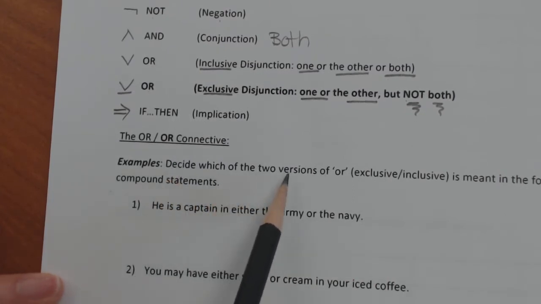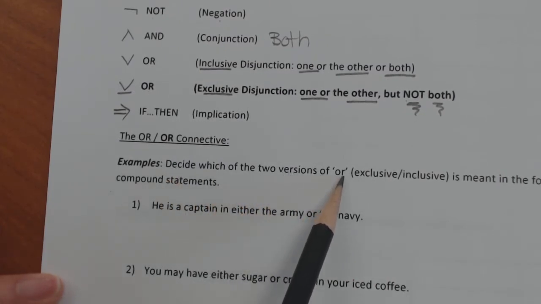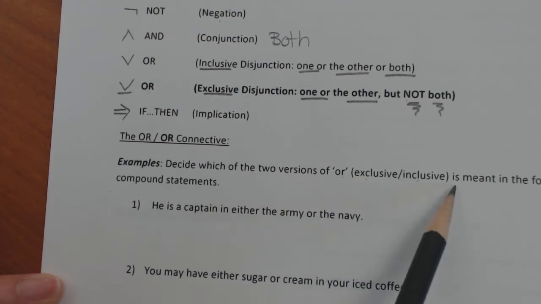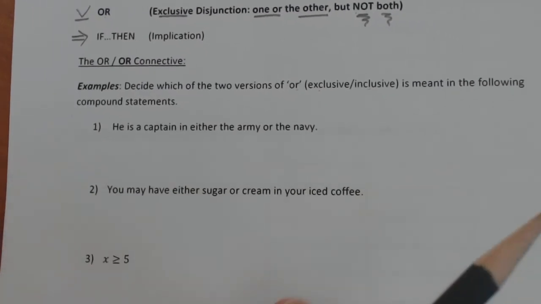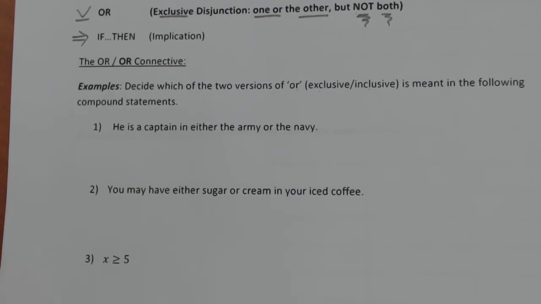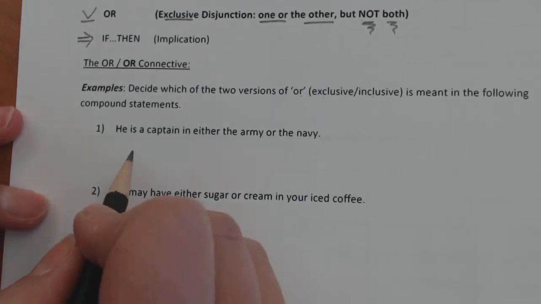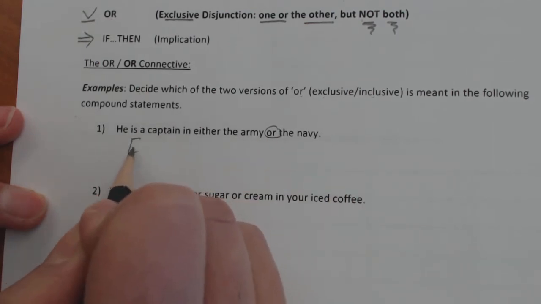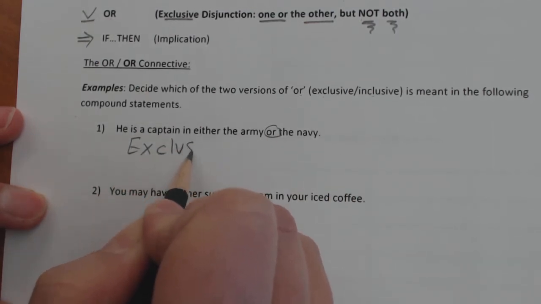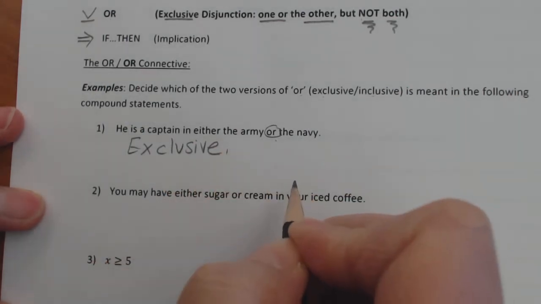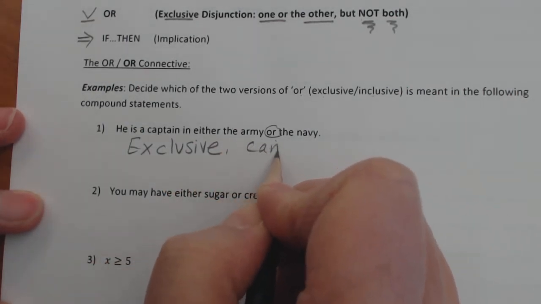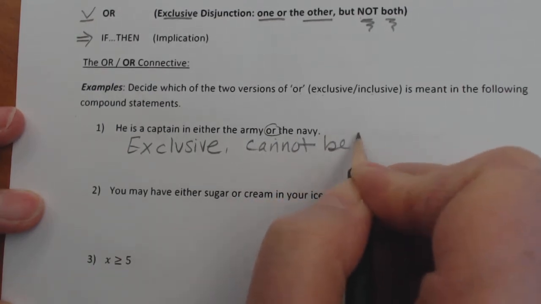Examples, decide which of the two versions of or, exclusive or inclusive, is meant in the following compound statements. So here are three examples that we're going to go through to decide whether we mean inclusive or exclusive. So number one, he is captain in either the Army or the Navy. So this is using the exclusive or because he can only be captain in one or the other at that time. So it's exclusive because it cannot be both at the same time.